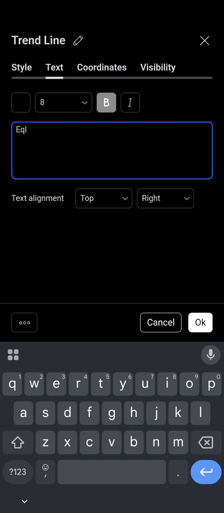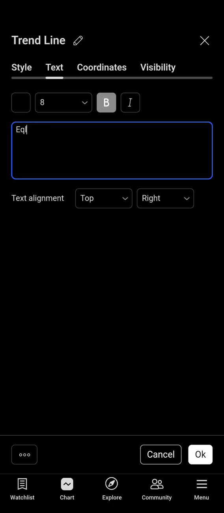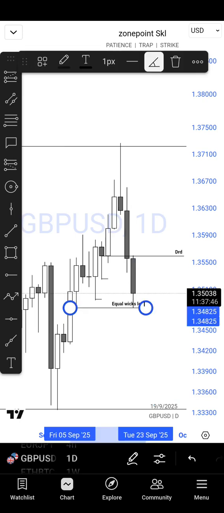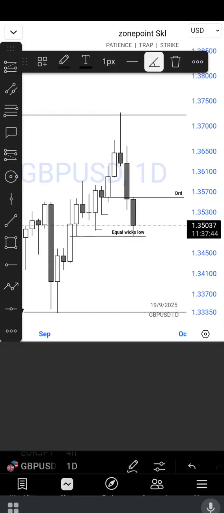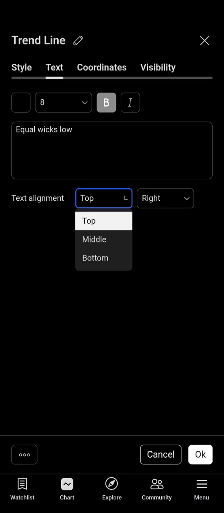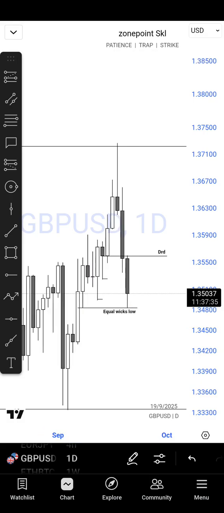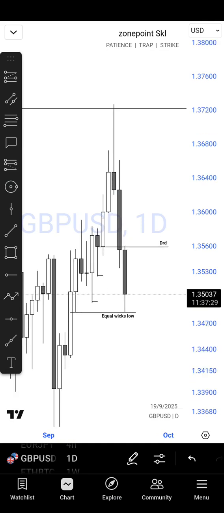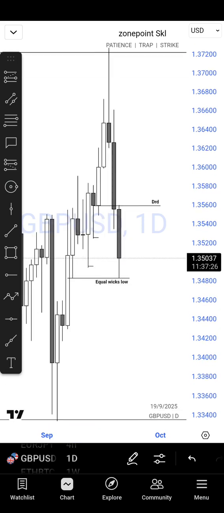Create a form of equal weeks low. This is what price did. Created that form of equal weeks low that price is still coming to do what? Target. So our target is still this place that price is still coming to target, but that's what we want to do on the daily.